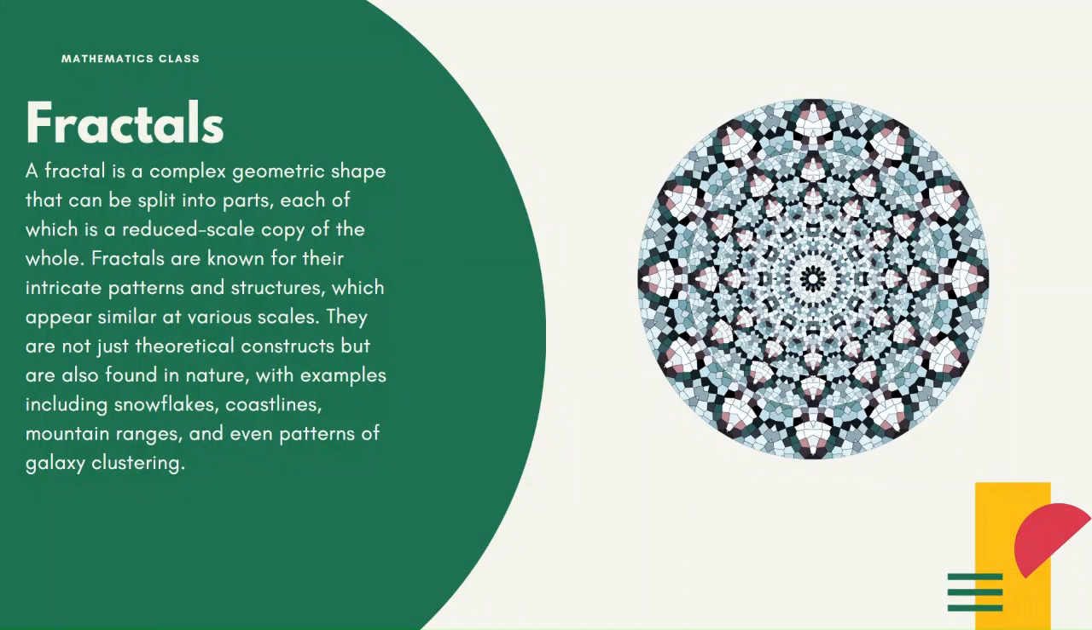A fractal is a complex geometric shape that can be split into parts, each of which is a reduced scale copy of the whole. Fractals are known for their intricate patterns and structures, which appear similar at various scales. They are not just theoretical constructs, but are also found in nature, with examples including snowflakes, coastlines, mountain ranges, and even patterns of galaxies.